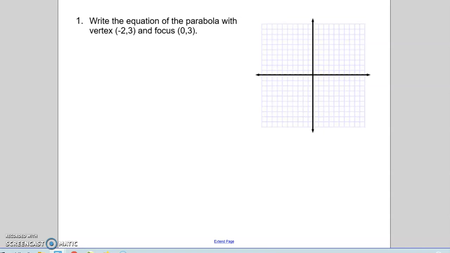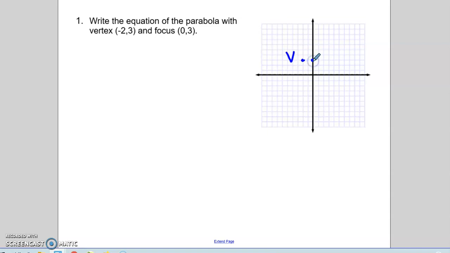Okay, so write the equation of a parabola with a vertex at (-2, 3) and a focus at (0, 3). So let's put some of these on here. So (-2, 3), that is the vertex. I don't know yet, is this going to be right, left, or up and down? So let's see what the focus tells us. The focus is (0, 3).